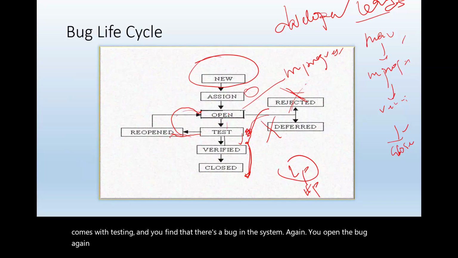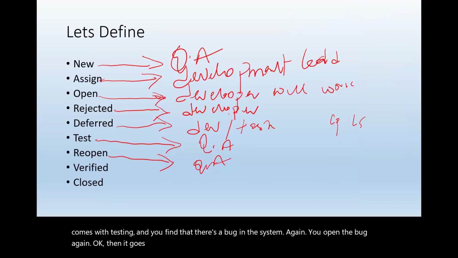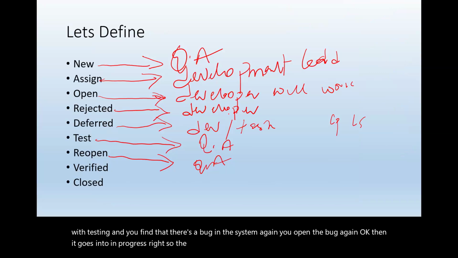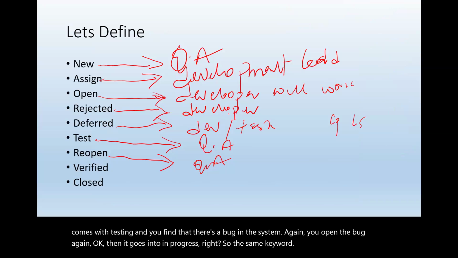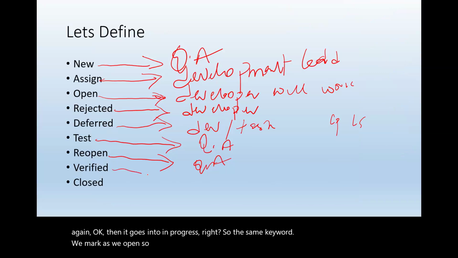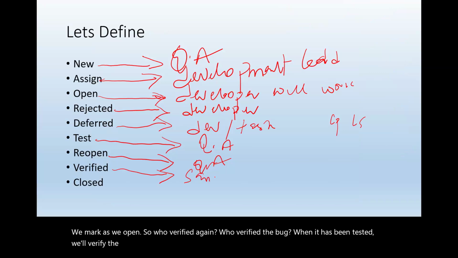Then it goes into in progress, right? So the same QA marks it as reopen. We'll verify the bug again when it has been tested. We'll verify the bug. The same QA.